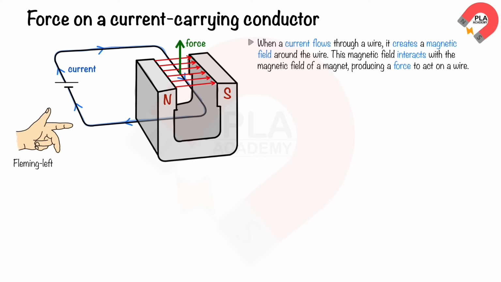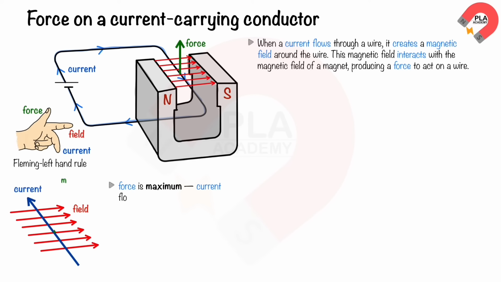The Fleming left-hand rule helps determine the direction of magnetic force on the wire. The index finger points in the direction of the magnetic field. The middle finger points in the direction of the current. The thumb points in the direction of the force, or motion. All three fingers are perpendicular to each other.